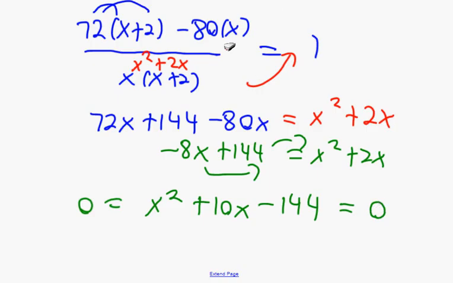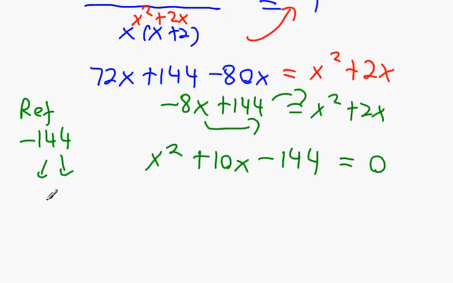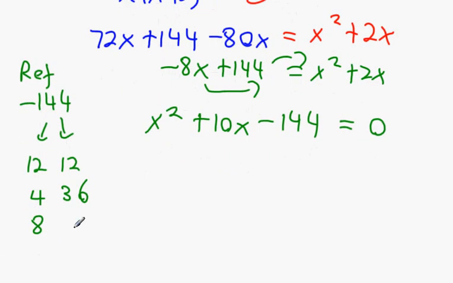So I can just get rid of the 0 over the other side. It's like doing a switch and bringing everything over to one side, at the same time. Now we have a reference number of minus 144. Now we got to figure out two numbers that multiply to get that, but they differ by 10. So let's start off nice and easy. 12 and 12 won't work. How many times does 4 go into that? 36. That won't work. How many times does 8 go into it? 18. That's the one we're looking for, 8 and 18.